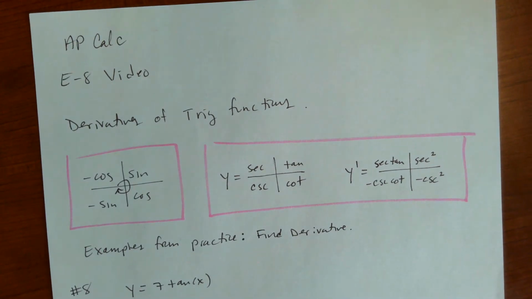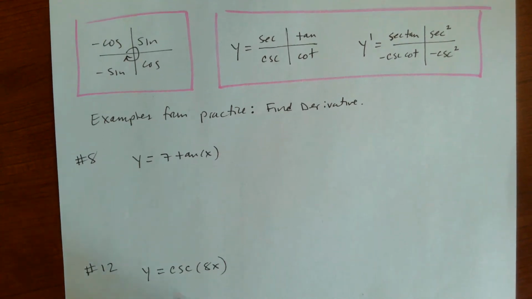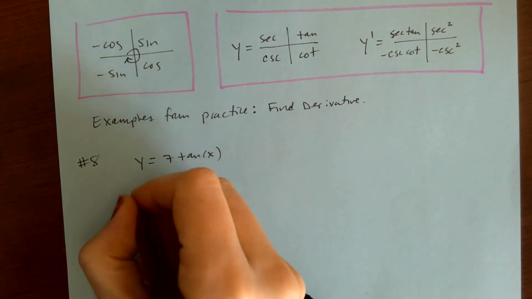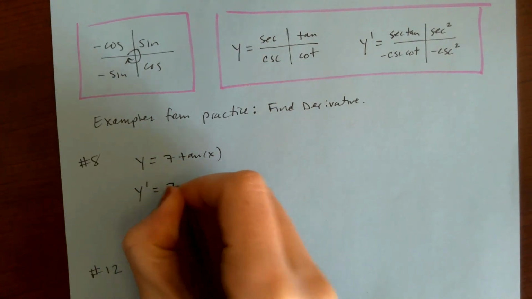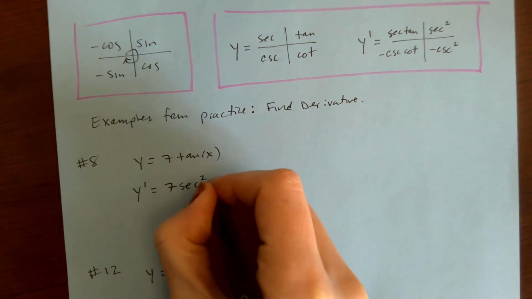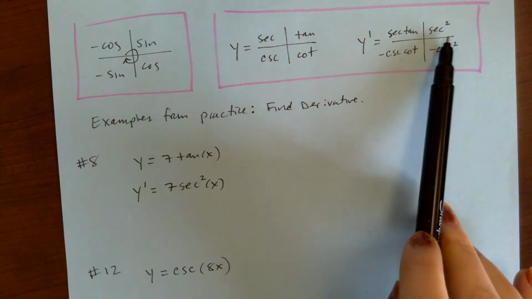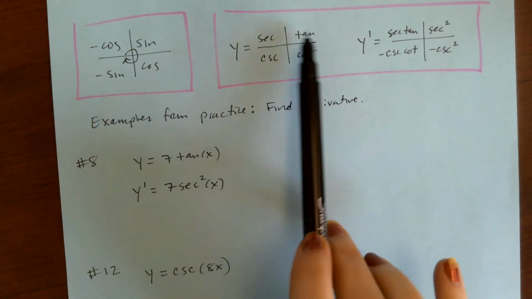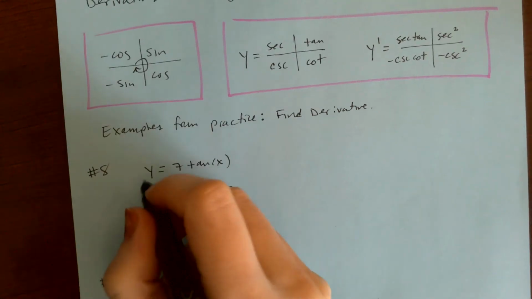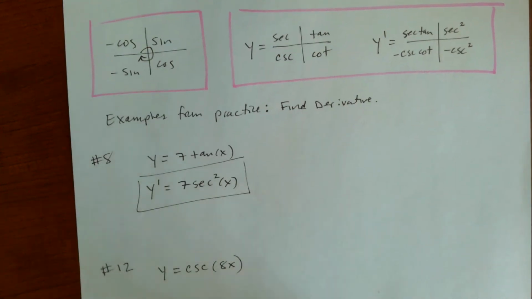So, examples from the practice. We're going to find the derivatives of these. The derivative of 7 tangent of x: the 7 is a coefficient, so I just bring it down. And then the derivative of tangent of x is secant squared of x. It's right up there. The derivative of tangent is secant squared. Each of these spots corresponds to its derivative over there. So that first one is just a matter of knowing the derivative formula.